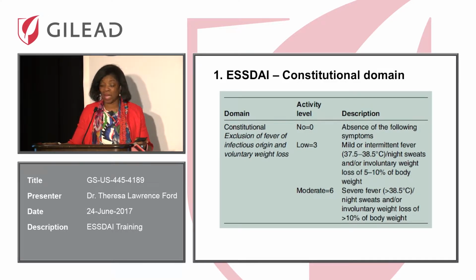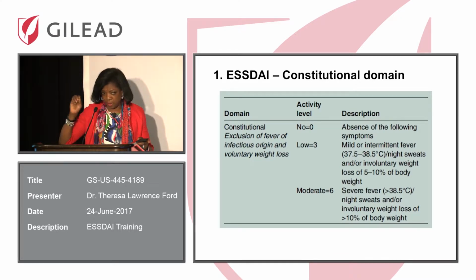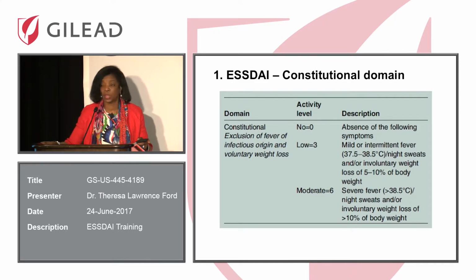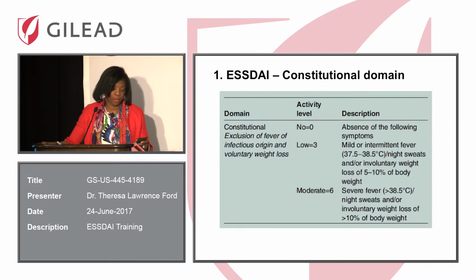A low is mild or intermittent fever, and that would be 37.5 to 38.5 degrees centigrade, and I think we figured that out, 99.4. We'll have it in another slide for the low number. And night sweats, which can be present with or without the addition of involuntary weight loss of 5 to 10% of body weight. A moderate would get an activity level of 6, and that would be a step higher. Severe fever greater than 38.5, with night sweats and or involuntary weight loss greater than 10% of the body weight.